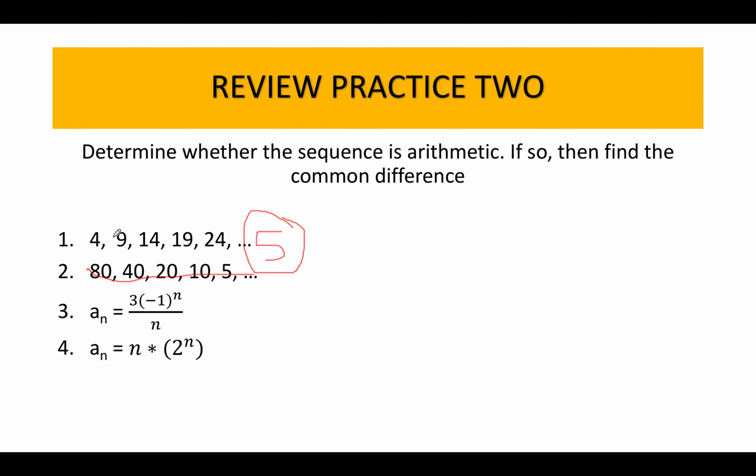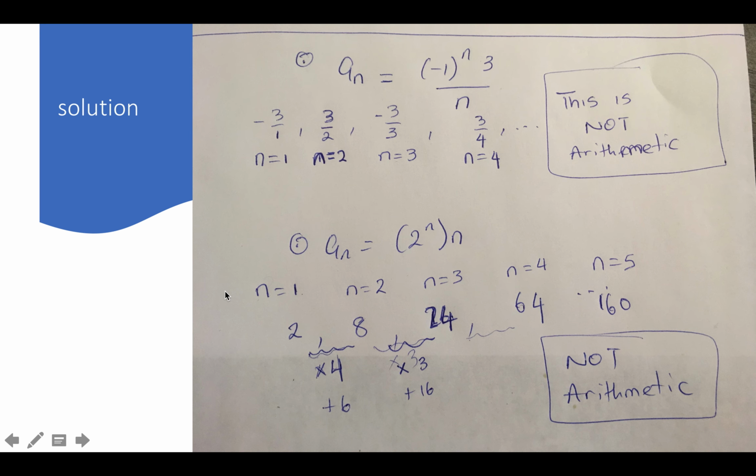Number one is arithmetic, where the common difference is 5. So number 3 and 4. Let me show you how I solve this. I said this is not arithmetic and also not arithmetic. Why? Because I did the same thing. I plugged in 1, this is what I got. Plugged in 2, plugged in 3, and so on. Now there is a pattern, but it's not an arithmetic pattern. In an arithmetic sequence the common difference is obtained by adding or subtracting. We're going to talk more about this later, but this is not an arithmetic sequence.